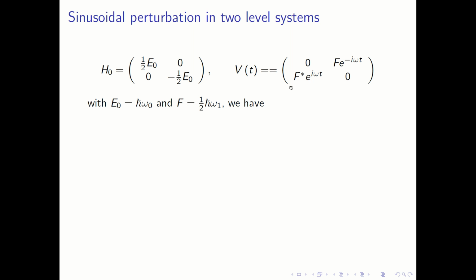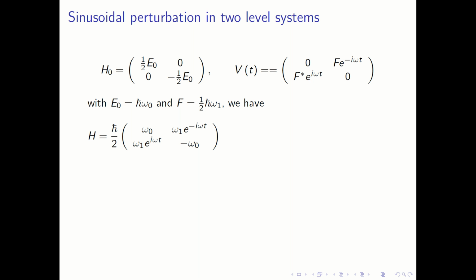So what is my H? H is simply the sum of these two, and we change our notation a bit. Instead of E0 we write h cross omega 0. E0, remember, is the energy gap between the two states, and we write it in terms of the frequency omega 0, and F we write as half h cross omega 1. To do that, you can take an h cross by 2 factor out, and this is what your matrix looks like. Omega 0 and minus omega 0 come from here and here, and omega 1 e to the minus i omega t is simply F e to the minus i omega t, except for the half h cross which I have taken outside.